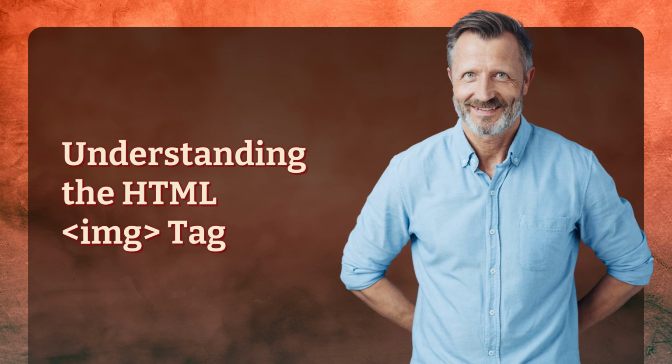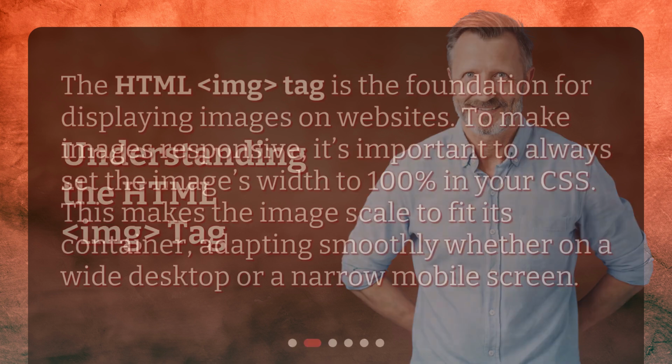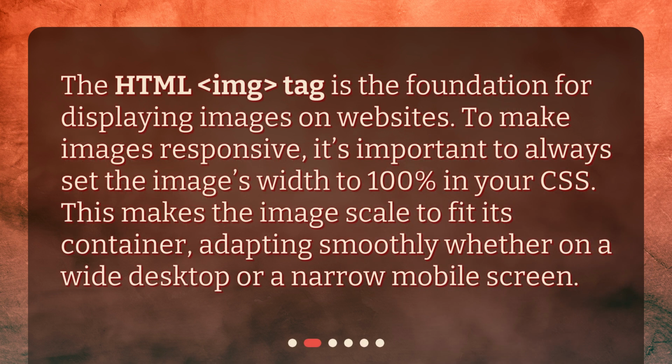Understanding the HTML <img> tag. The HTML image tag is the foundation for displaying images on websites. To make images responsive, it's important to always set the image's width to 100% in your CSS. This makes the image scale to fit its container, adapting smoothly whether on a wide desktop or a narrow mobile screen.